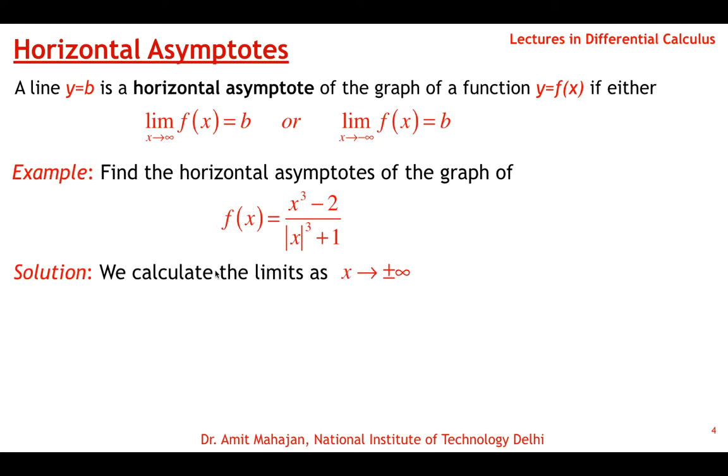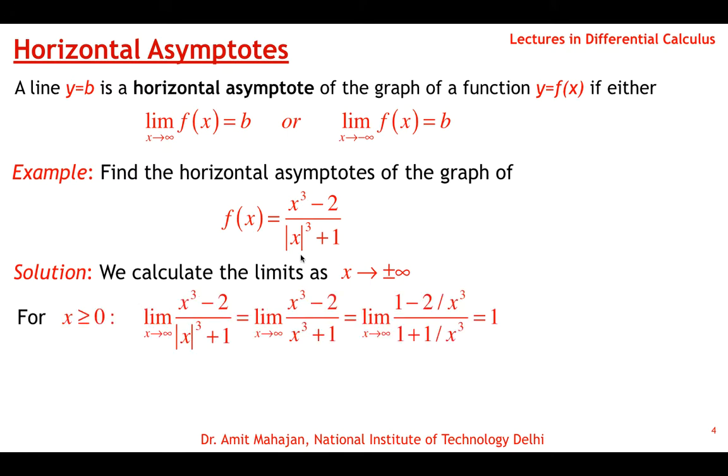Okay, so we need to calculate the limits as x grows too large to the plus side or minus side. Because this is a rational function, if we have to calculate the limit when x goes to plus infinity or minus infinity for rational functions, the method is that you divide the numerator and denominator by the highest power of x in the denominator, and here the highest power of x in the denominator in this question is x cube. So you divide the numerator and denominator by x cube and then you use this limit. Okay, so that's how we calculate this.